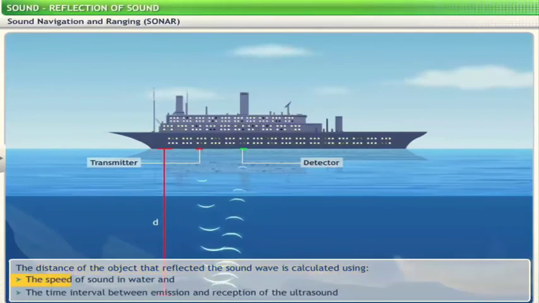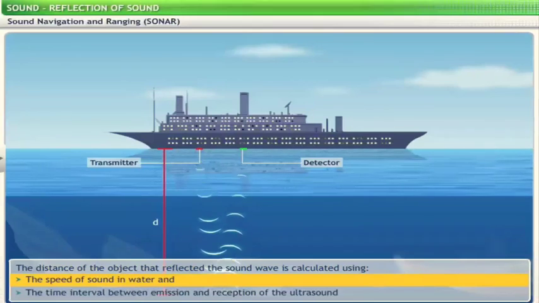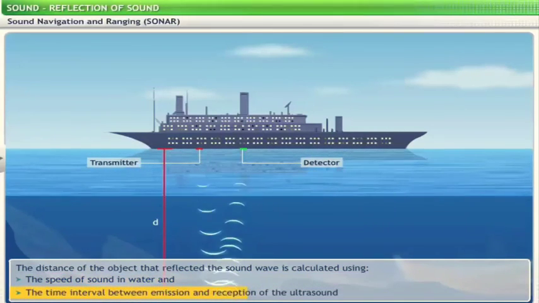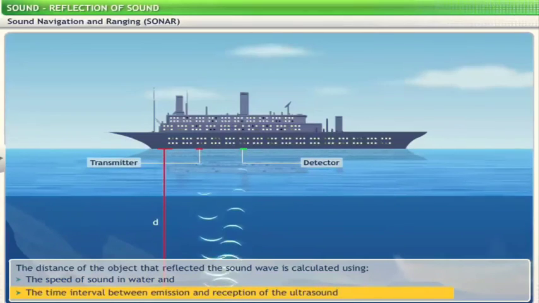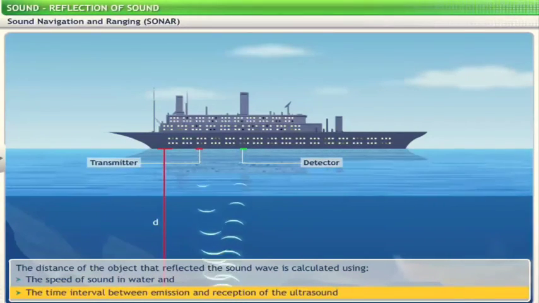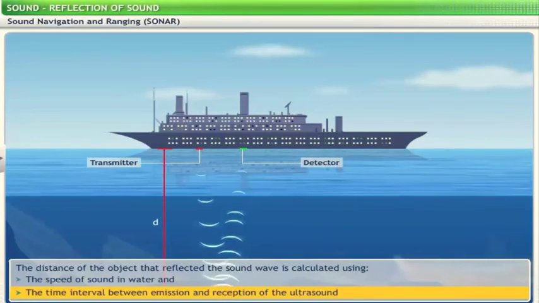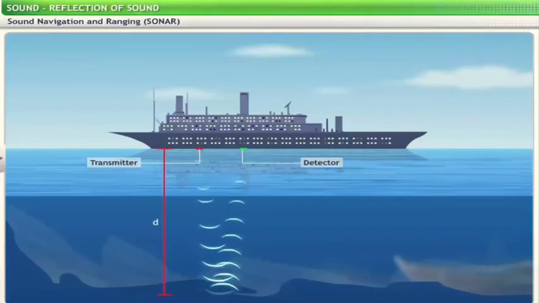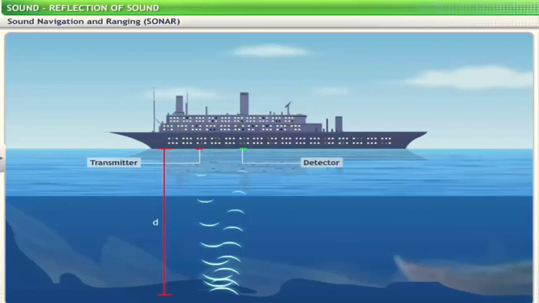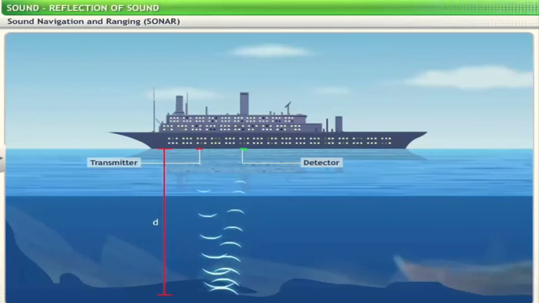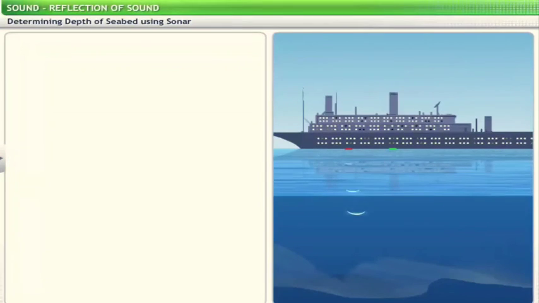The distance of the object that reflected the sound wave is calculated using the speed of sound in water and the time interval between emission and reception of the ultrasound. This technique is useful in determining the depth of the sea and to locate underwater hills, valleys, submarines, icebergs, and sunken ships.